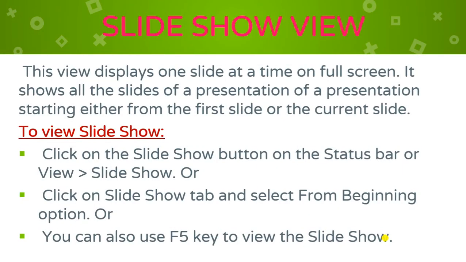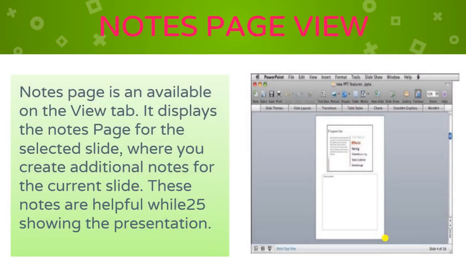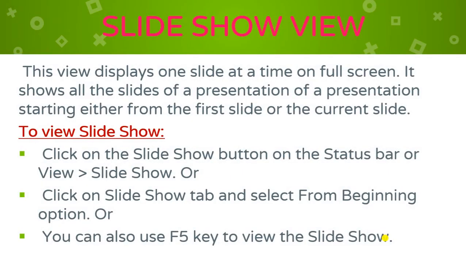Now after this we have the slideshow view. It displays all the slides one by one in full screen mode. Now to view a slideshow, you can go to the status bar, or you can go to the view tab and see the slideshow directly, or click on the slideshow tab and select the from beginning option. You can see the slides from the beginning, from the first page of the presentation.